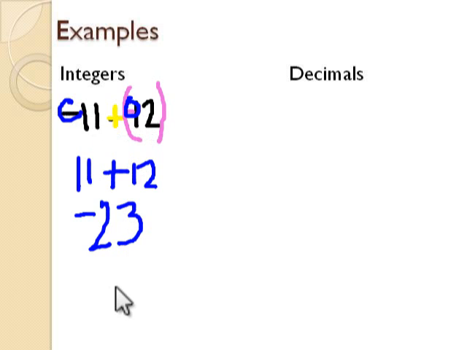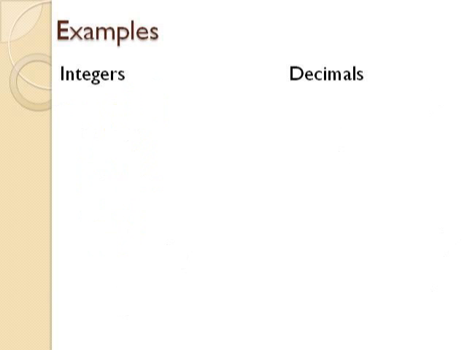And so I get negative 23. Okay, there's that. Do one more with just regular integers. So this time we're going to do 3. I shouldn't probably do 3. Let's do 31 minus negative 9.